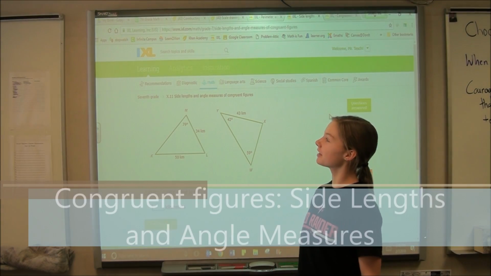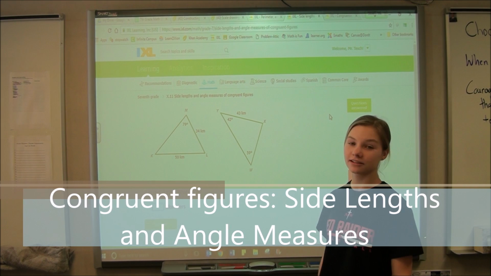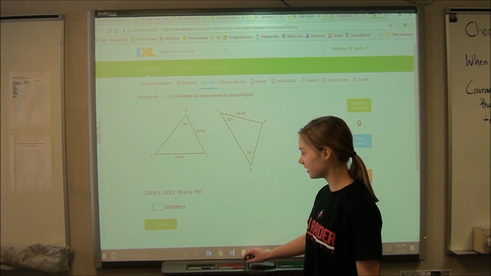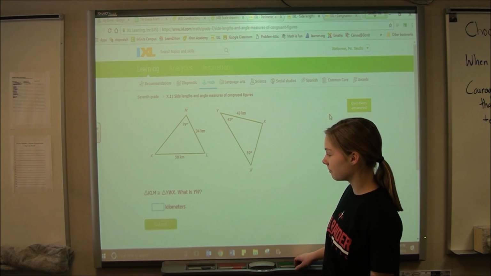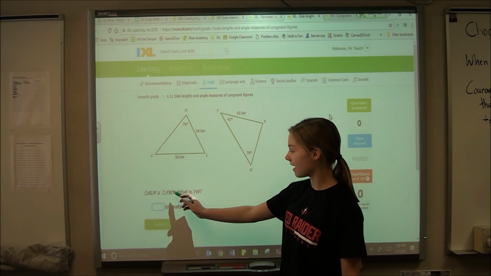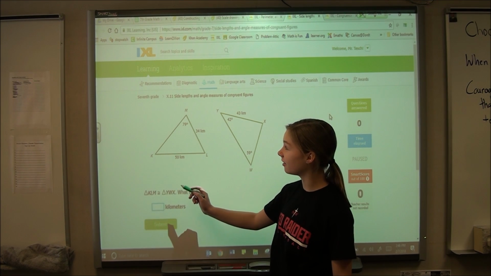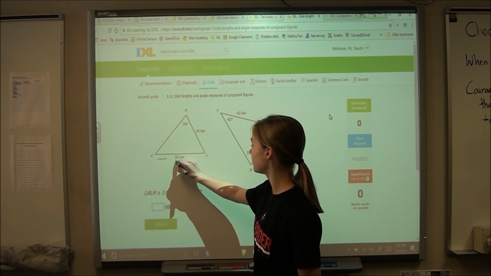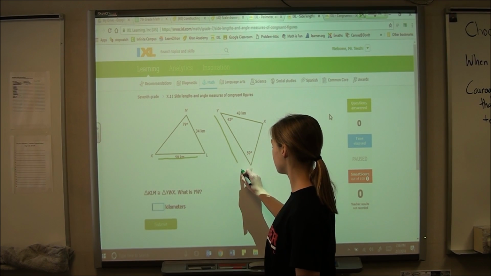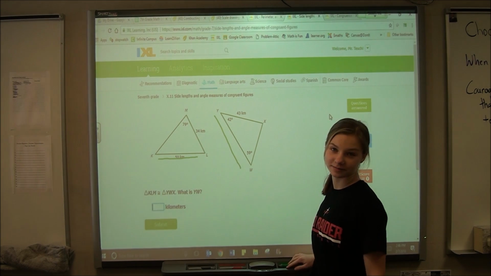Okay, so for this link, we are finding side lengths and angle measures of congruent figures. So if we look here, we know we want to find what Y and W are. So we know that Y and W are equal to K and L. This one, so K and L is 50 meters long. So we know that Y and W will also be 50 meters long.